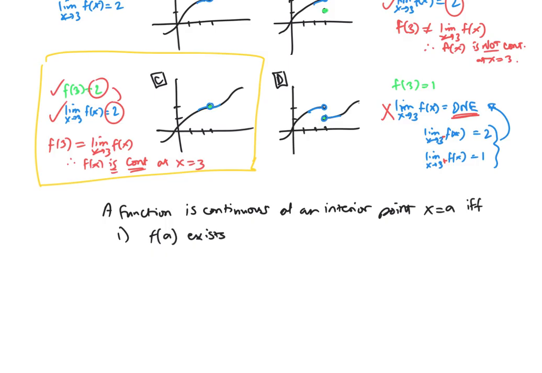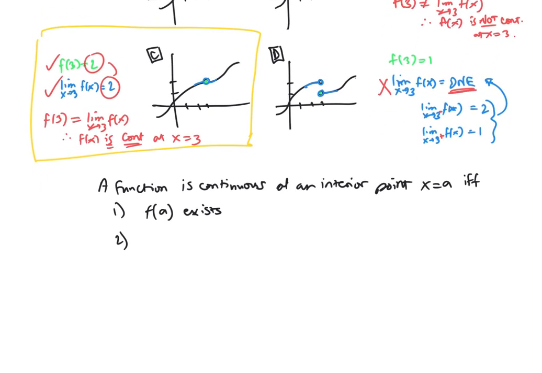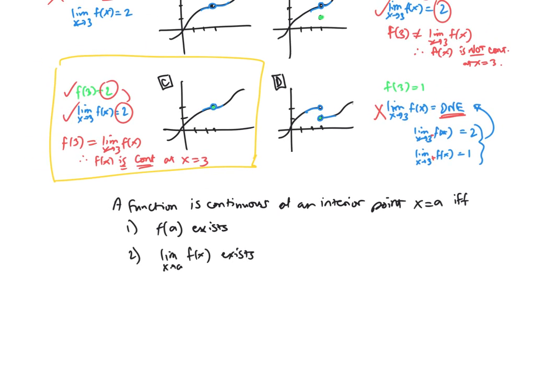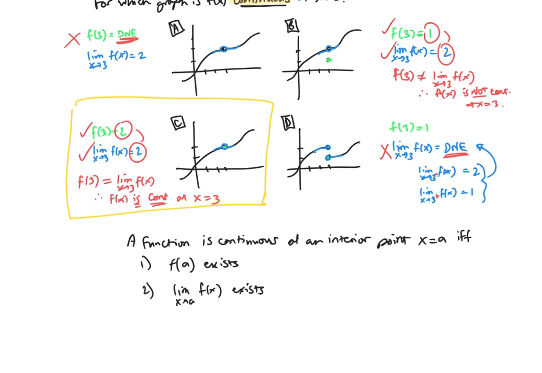One, f of a exists. That means that there is a value, there is a point. So A was the one where that failed. Two, the limit as x approaches a of f of x exists. So this was the one where D failed. So D is a case of 1 is true, but 2 is not. A is a case of 1 is not true, even though 2 is.